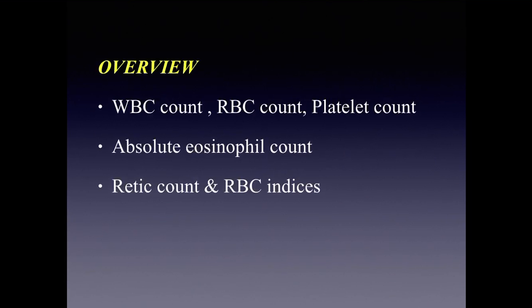So now coming to the overview of today's class, blood cell count as such includes various cell counts. For example, WBC count, which is also called total leukocyte count, RBC count, platelet count, then the absolute eosinophil count, and other parameters like retic count and RBC indices. RBC indices include MCH, MCHC, and MCV. So I'll be covering the procedure involved and also the errors which are involved during the counting procedures.